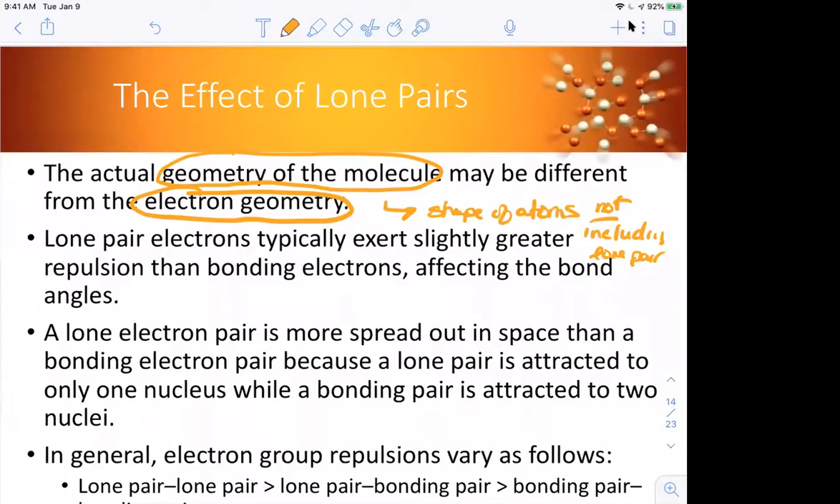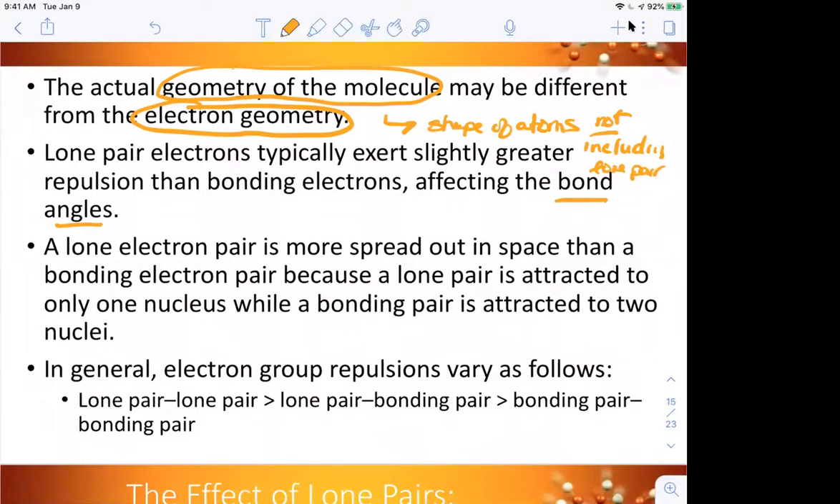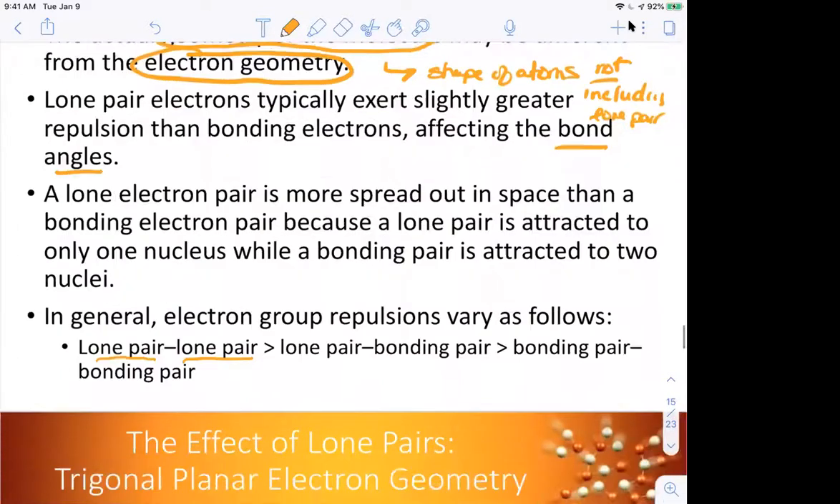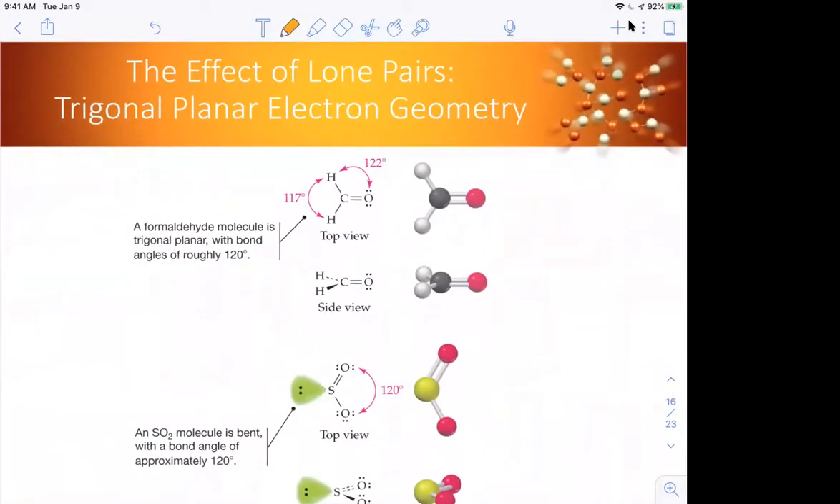Now, lone pairs typically exert a slightly greater repulsion than bonding electrons, which affects the bond angles. This is because the lone pair is actually more spread out in space. It's really localized on one particular nucleus, so it is not attracted and spread out between 2 nuclei as you would have in a bonding pair. You have this lone pair that's localized on 1 nucleus, and therefore it sort of crowds around. So in order of electron group repulsions, a lone pair interaction is the most repulsive. Those lone pairs will want to get as far away from each other, which is usually a little bit more than the ideal bond angles. A lone pair-bonding pair interaction is the next strongest electron group repulsion, and then the bonding pair is the weakest electron group repulsion. So if I have a lone pair, I have to consider 2 different things.